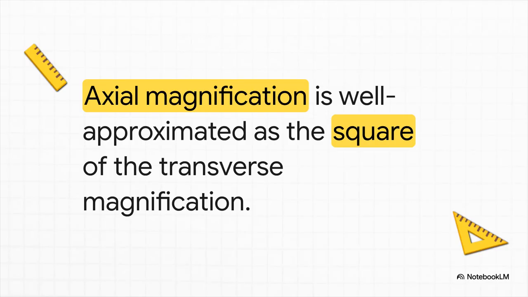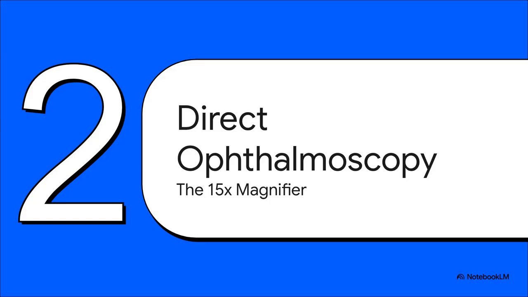Like I just mentioned, getting the exact axial magnification involves some really complex math. But for clinical life and honestly for testing purposes, you absolutely must remember this OCAP pearl. It is well approximated as the square of the transverse magnification. If you know the transverse mag, you literally just square it and boom, you're most of the way there. We're going to see exactly how this plays out in a realistic clinical scenario in just a bit.